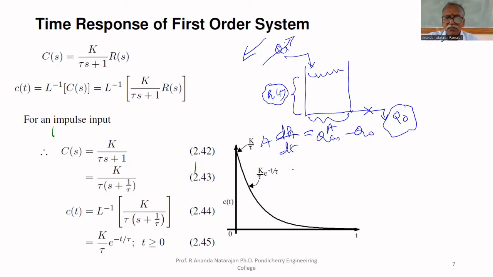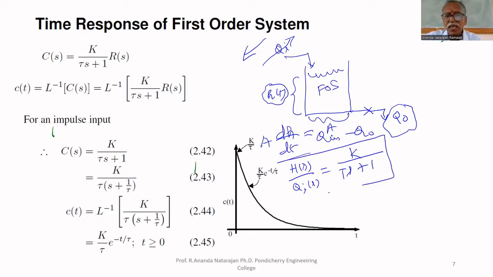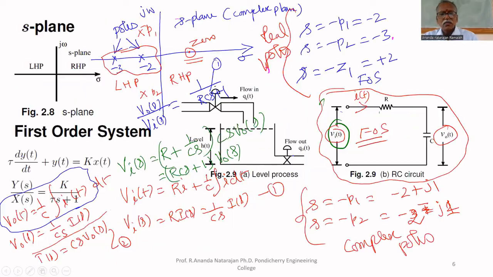So this will be represented by output by input: H of S upon Qi of S, the inflow rate, equal to K by tau S plus 1. We do not know the values of K and tau, but anyhow, it is a first order system. So I can simply write K upon tau S plus 1. That's why we can represent them as K upon tau S plus 1.